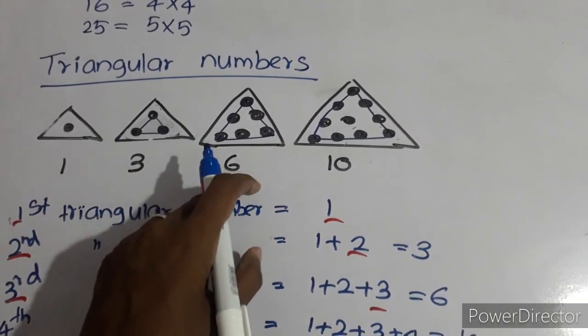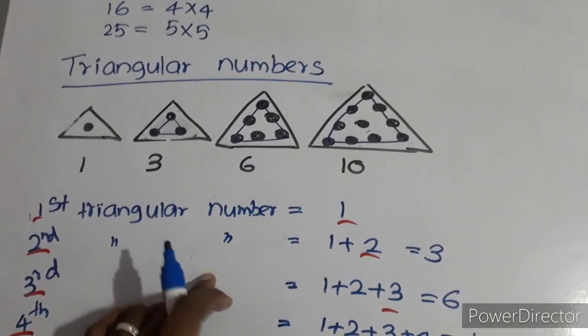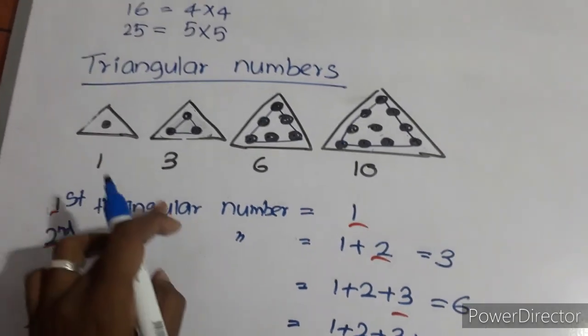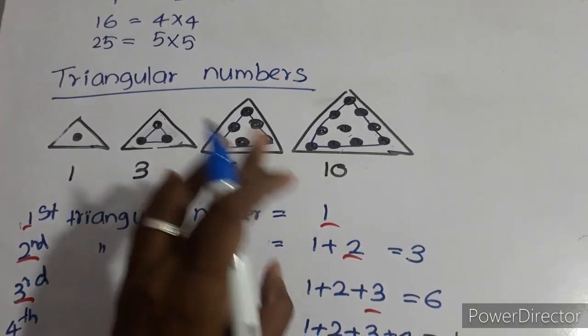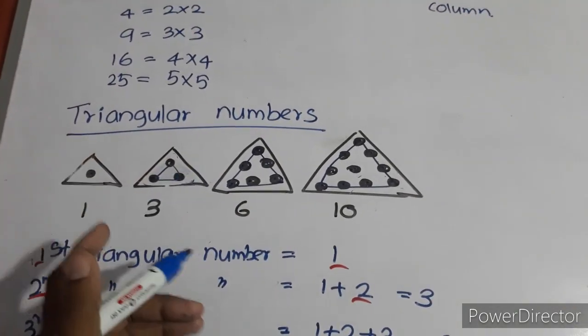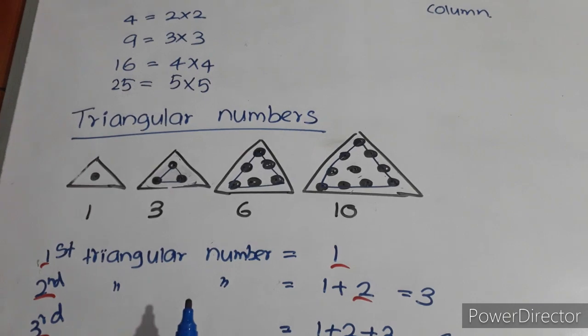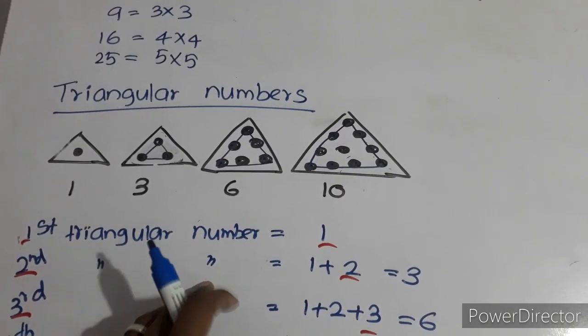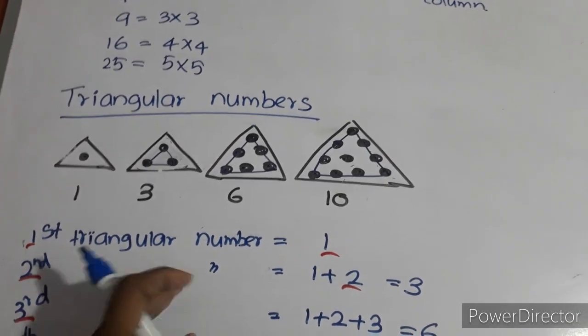So how do we get the triangular numbers? 1, 3, 6, 10. The first triangular number is 1. We take 1 as a square number also, no? 1 is the first number we get. So we can take it as a triangular number or a square number, whichever.